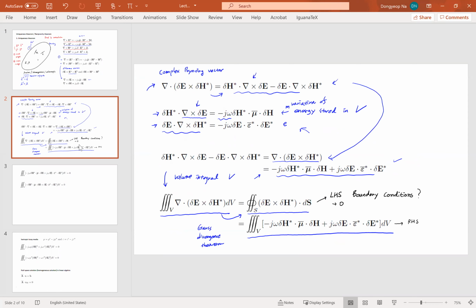The integrand is just delta E cross delta H complex conjugate. Now, we're going to make this surface integral term go to zero, okay? In order for the surface integral to be zero, what boundary conditions do we need? Does anybody know which kind of boundary conditions make this surface integral zero?